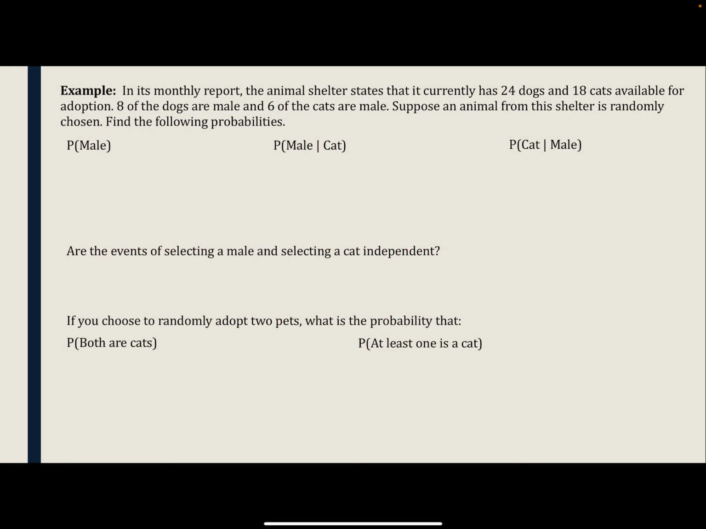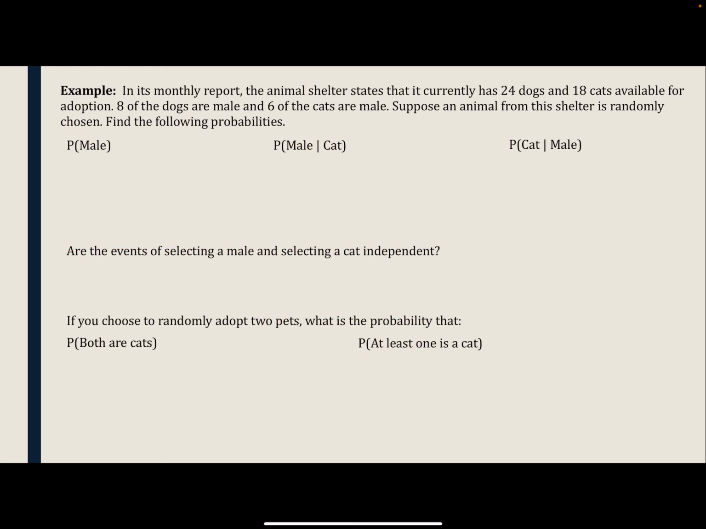All right, so for this last example, I just want to do a little bit of a summary of the different things that we've done. In its monthly report, the animal shelter states that it currently has 24 dogs and 18 cats available for adoption. 8 of the dogs are male and 6 of the cats are male. Suppose an animal from the shelter is randomly chosen. We're going to find these probabilities.